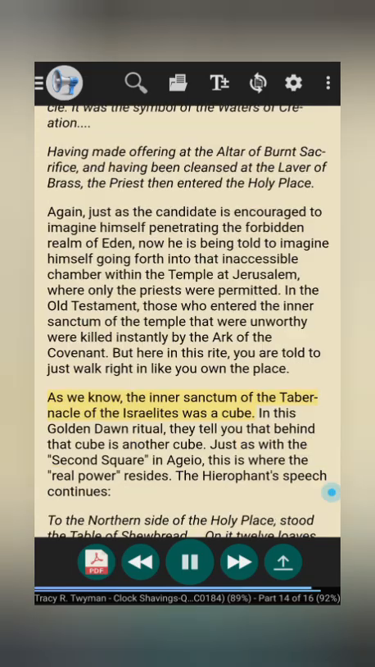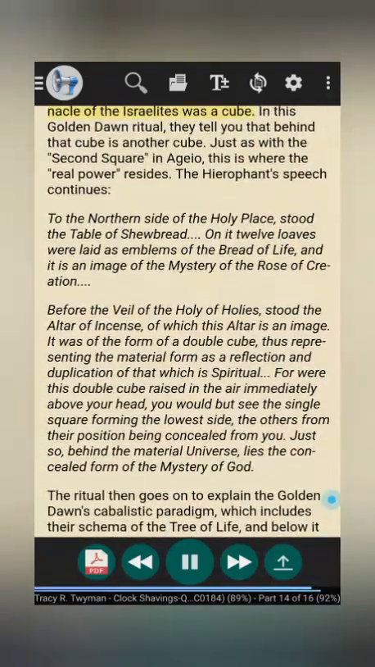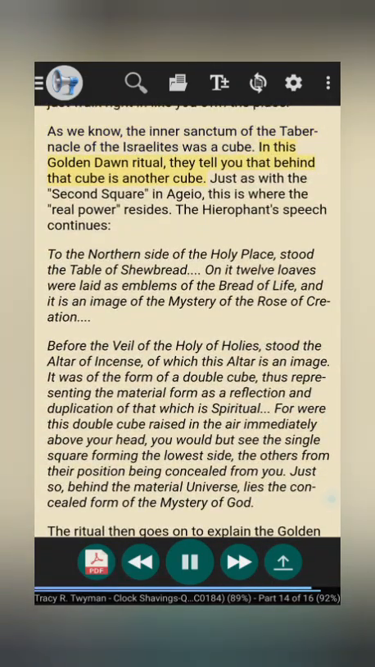As we know, the inner sanctum of the tabernacle of the Israelites was a cube. In this Golden Dawn ritual, they tell you that behind that cube is another cube. Just as with the second square in a geo, this is where the real power resides.